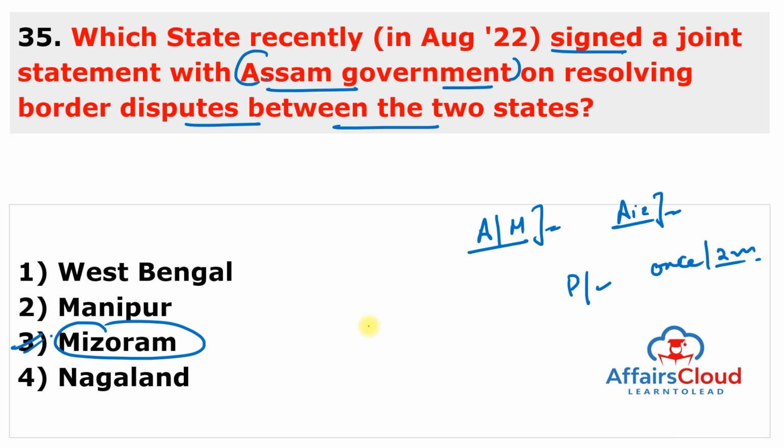And the border dispute between Mizoram and Assam mainly comes from the two colonial demarcations: Mizoram was demarcated in 1875 by the Bengal Eastern Frontier Regulation, while Assam was demarcated by the 1933 rules of demarcation. So just remember, this is a tie-up of Assam and Mizoram to resolve the border disputes.